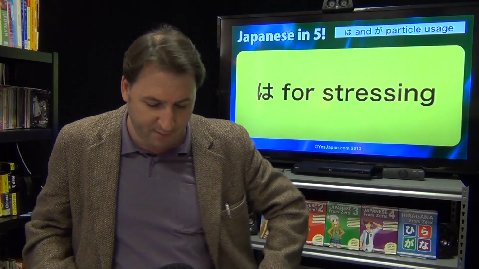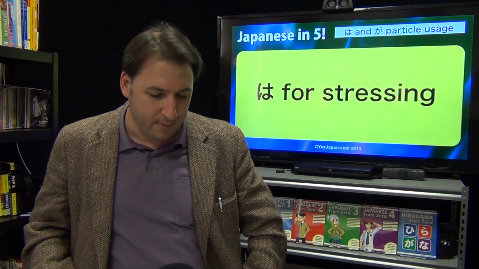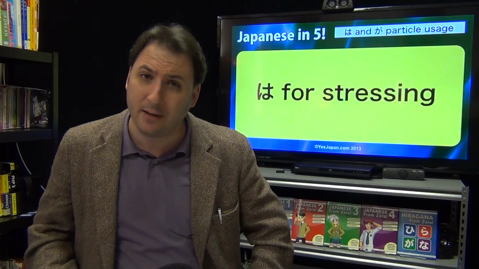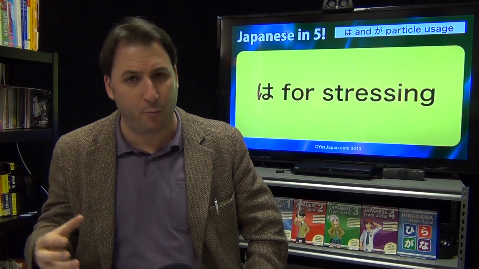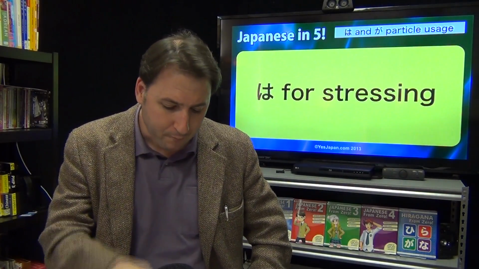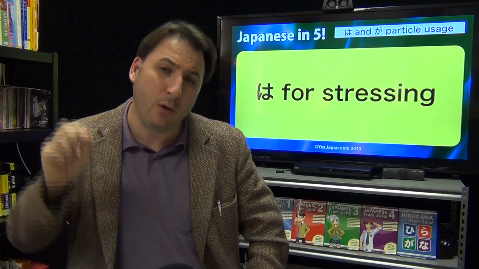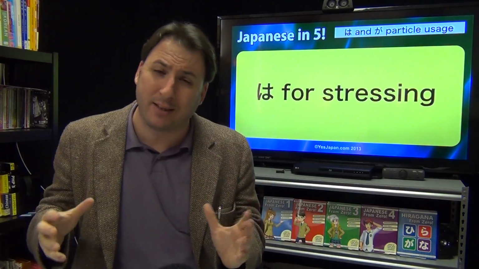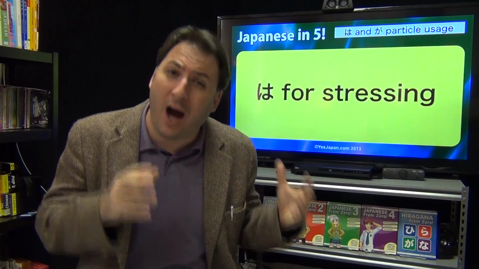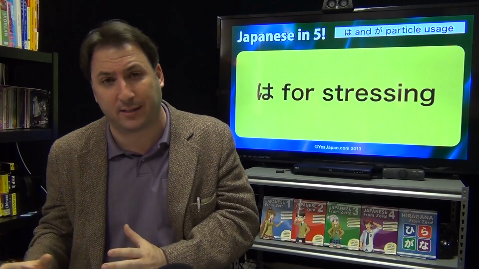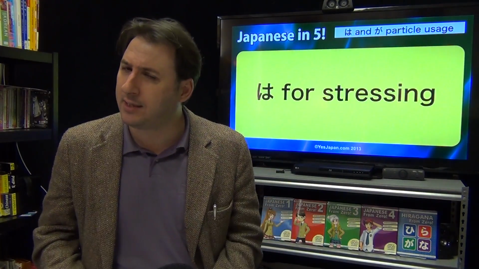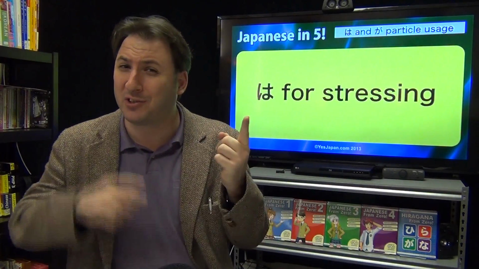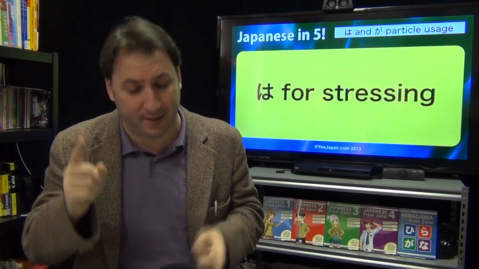All right? This is the final thing. We're running over. I apologize. Wa is for stressing. This is a really important thing to know, because this screws up so many people. What do I mean by that? Typically where ga is used, if you want to stress, you're going to use wa. And the hard part about this is when you're looking to use ga normally, you'll use wa to stress. They flip around. Ga stresses for wa stresses for ga. That's what I'm trying to say.